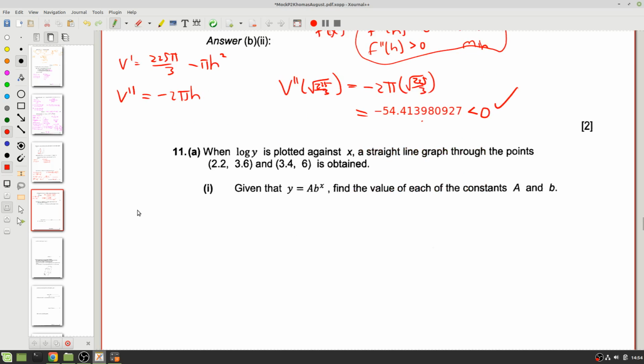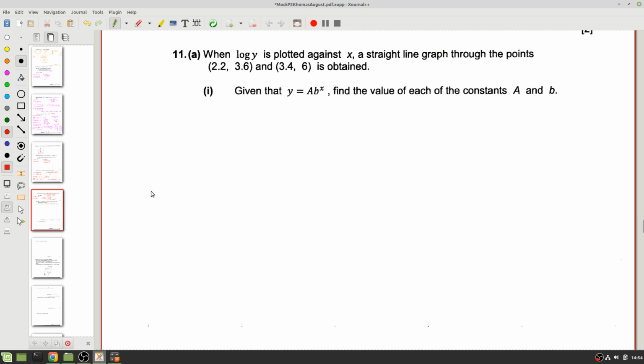Perfect, so that was question 10. And we'll do question 11 as well in this video. So when log y is plotted against x, so that means we've got a log y axis here and x axis there, a straight line graph through these points, 2.2 and 3.6, and let's say 3.4 and 6, is formed, something like that.